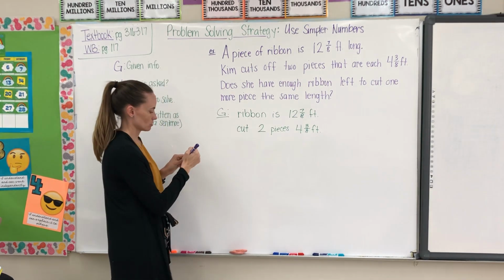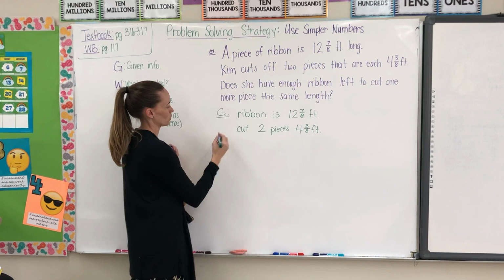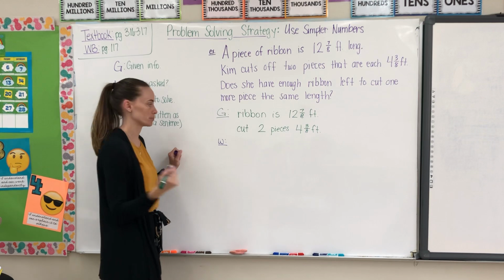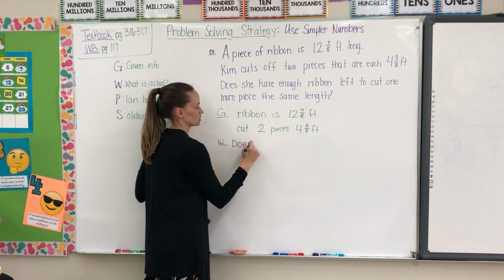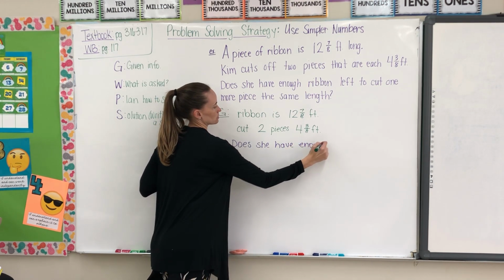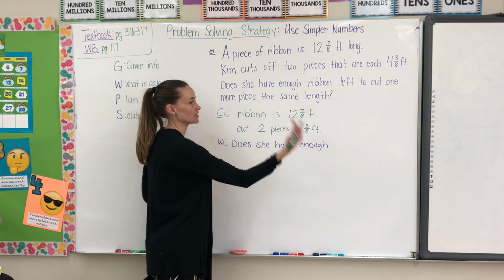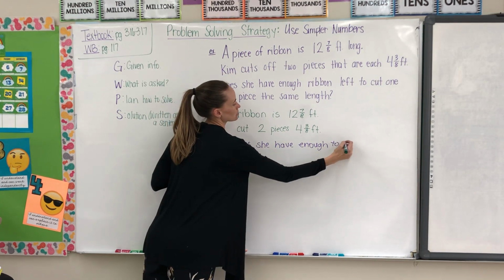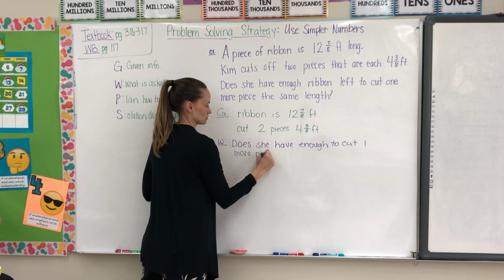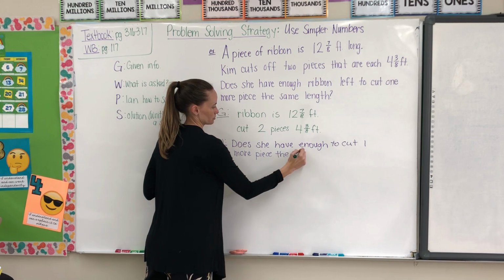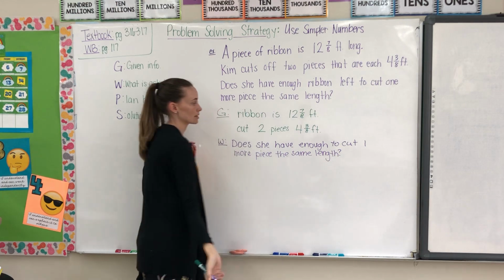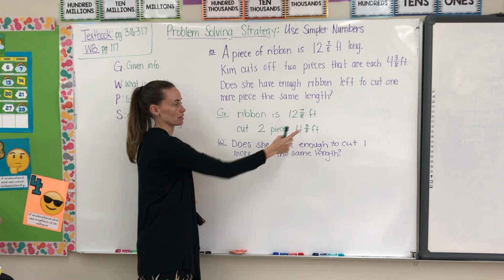Okay? So what do they want us to figure out? Well, they're asking, does she have enough ribbon left to cut one more piece? So does she have enough? Right, they mean after she gets these pieces, does she have enough left? Does she have enough to cut one more piece the same length? So that same length would be another piece that's 4 3/8 feet.